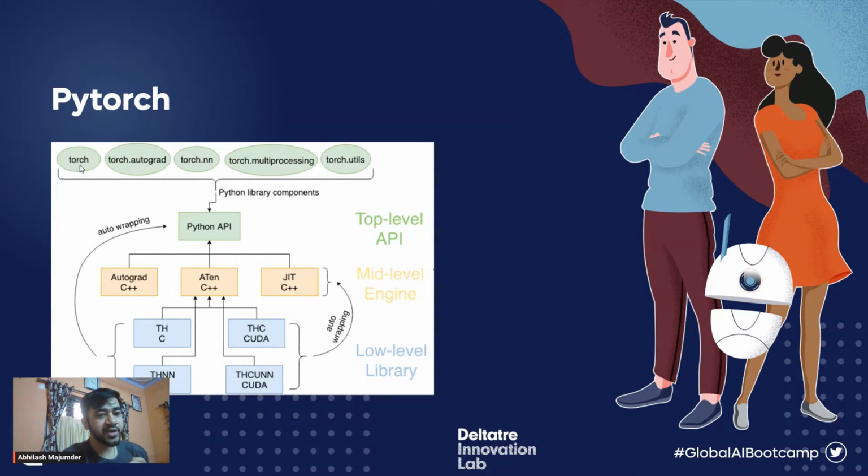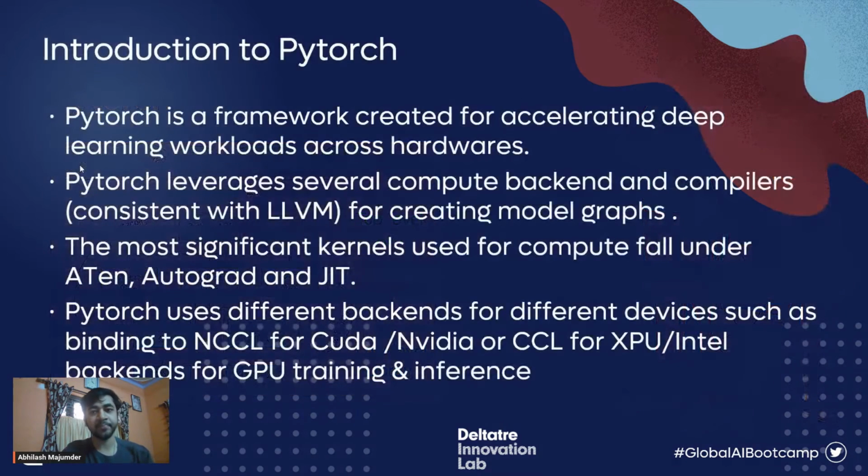So when you are interfacing these A10, JIT, and mid-level engines with your submodules, just below that low-level library, you are going to get a lot of hardware-specific instruction sets, customizations, and custom compute kernels, which can be optimized further. So this is what the entire PyTorch ecosystem looks like in a nutshell. It is very huge, but this is what it is in a smaller way.